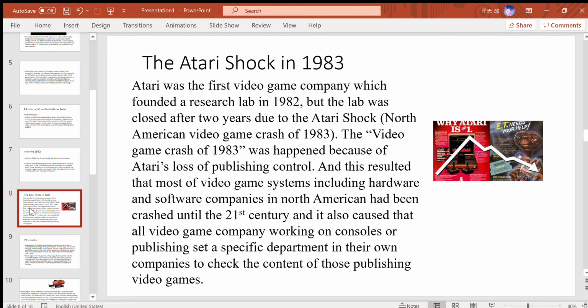However, the development of the VR system just stalled because of the Atari shock in 1983. Atari was the first video game company which founded a research lab in 1982, but the lab was closed after two years due to the Atari shock. The video game crash of 1983 happened because of Atari's loss of publishing control, and as a result most video game companies, including hardware and software companies in North America, crashed until the beginning of the 21st century. It also caused all video game companies working on consoles to set up a specific department in their own company to check the content of published video games.